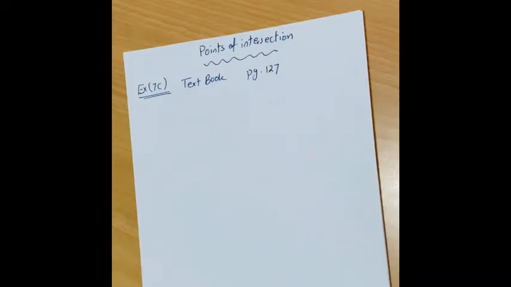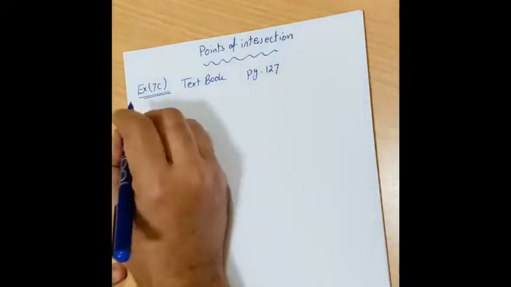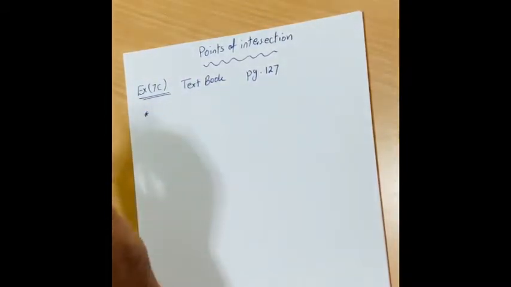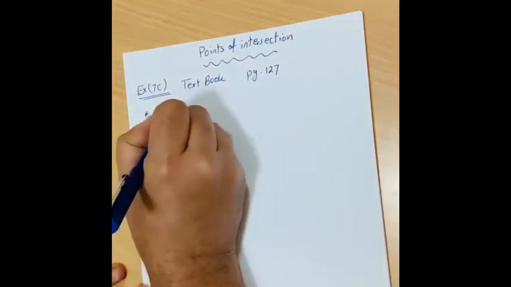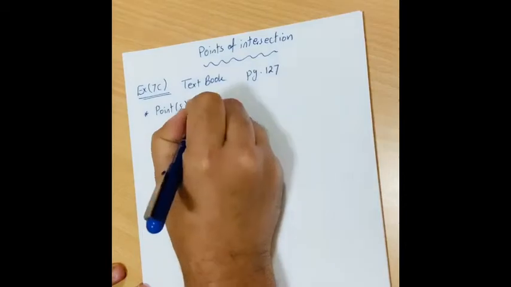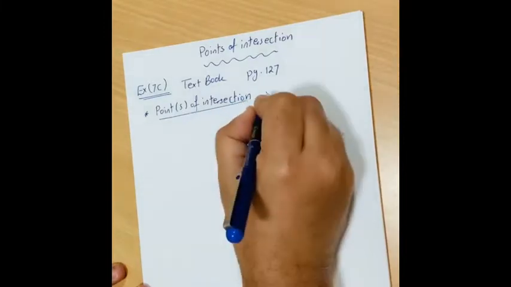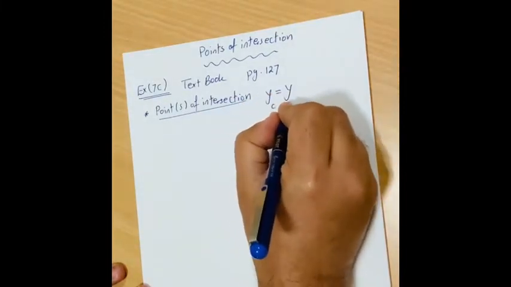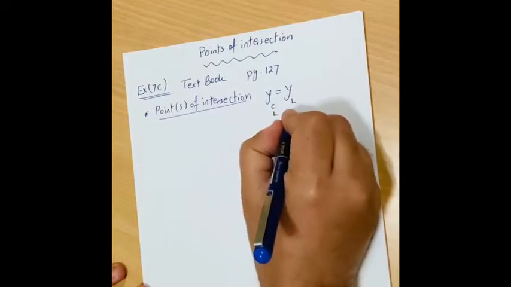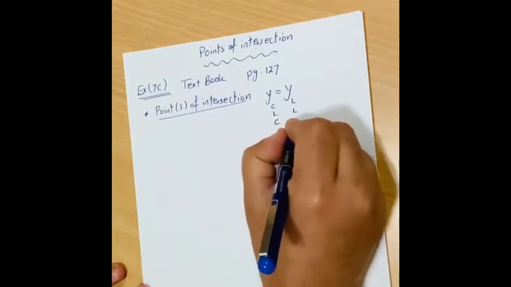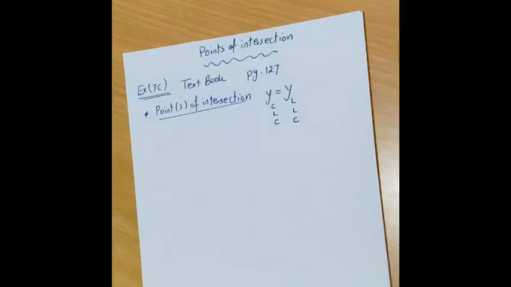Before we start, as a rule, if you want to find the intersection point of any two equations, you set y equal to y. So first of all, the first rule: the point or points of intersection is y equals y. Whether y of the curve equals y of the line, y of the line equals y of the line, or y of the curve equals y of the curve. This is very clear.